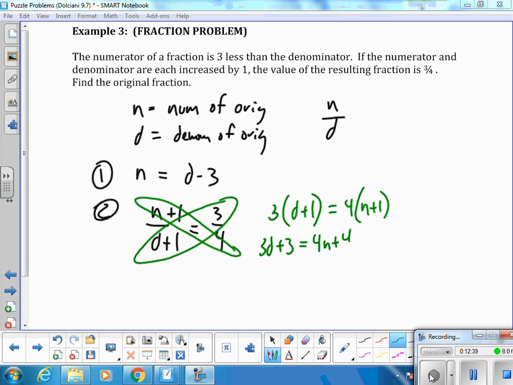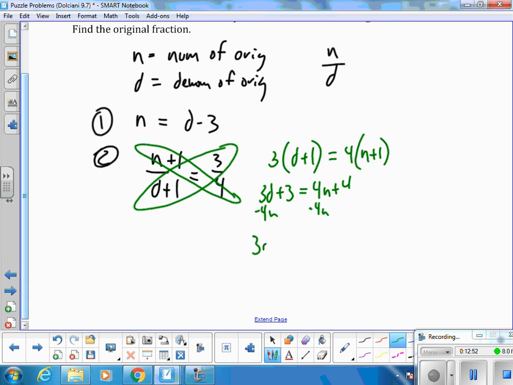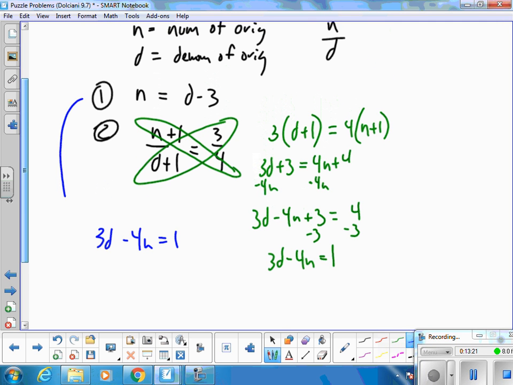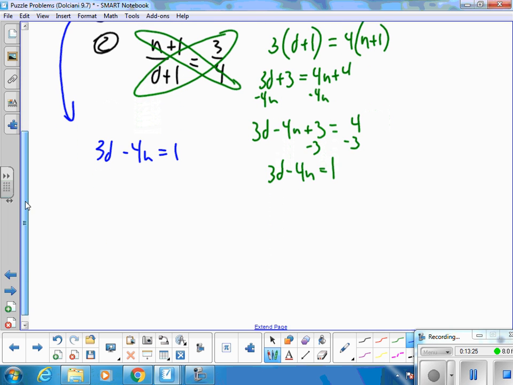And I can keep simplifying on this one. I can subtract 4n from both sides. So I can end up with 3d minus 4n plus 3 equals 4. I can subtract 3 from both sides. So I end up with 3d minus 4n equals 1. Now I have my two equations. So I've got 3d minus 4n equals 1. And then I've got my original equation from up here. I'm going to pull down. N equals d minus 3.